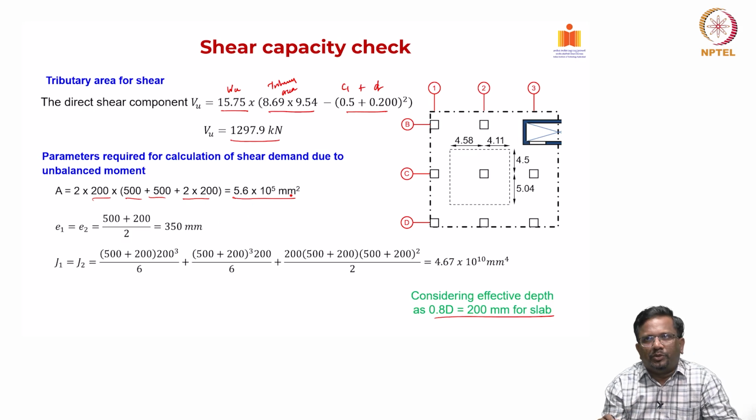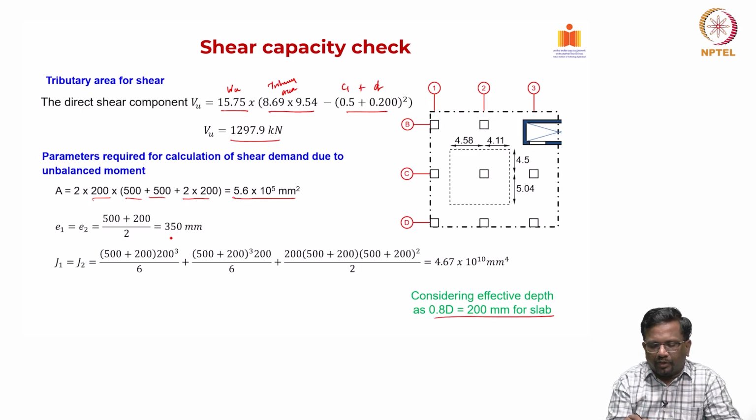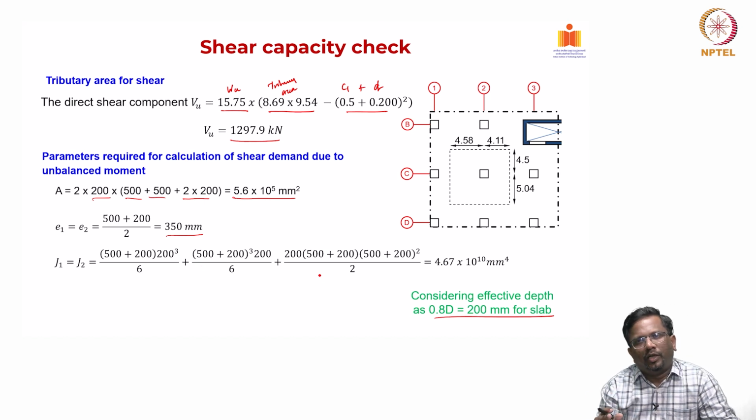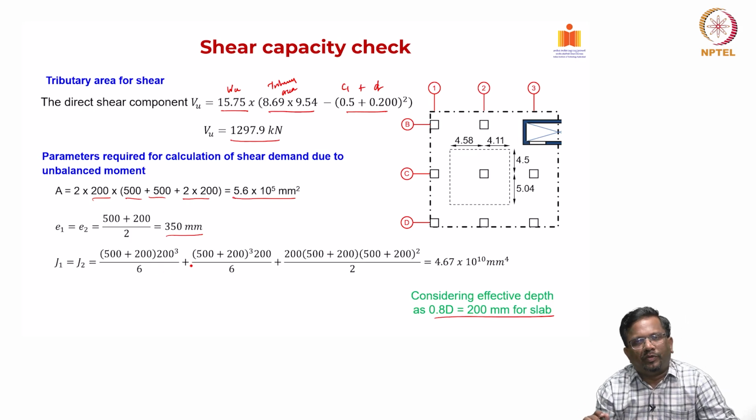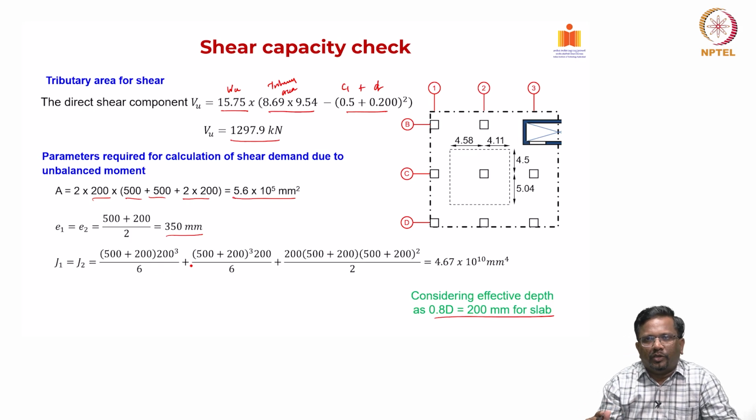Now, what is E1 and E2? Again we have calculated now. Similar to polar moment of inertia, a sectional property has to be calculated to find out the shear distribution from unbalanced moment, right. So, E1 and E2 here are 350 millimeter, and J1, J2 are your sectional properties, right. Now, I have 4 cross sections around that column resisting this unbalanced moment through shear. So, I have to calculate these J1 and J2 parameters, as we have discussed in the previous module. If you do that, you get your J parameter as 4.67 into 10 to the power of 10.